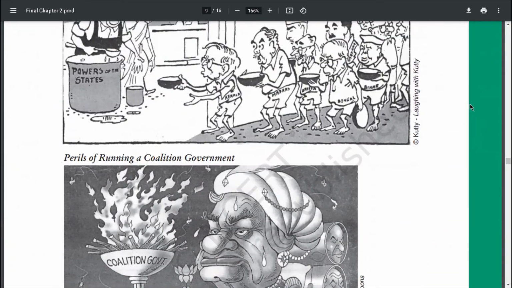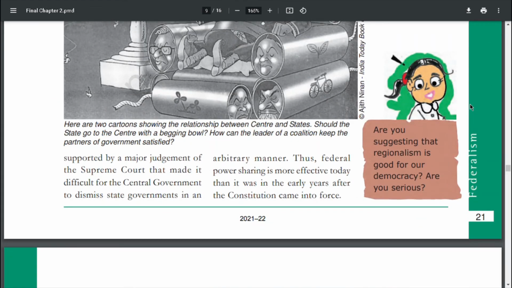This trend was supported by a major judgment of the Supreme Court that made it difficult for the central government to dismiss state governments in an arbitrary manner. Thus, federal power sharing is more effective today than it was in the early years after the Constitution came into force.